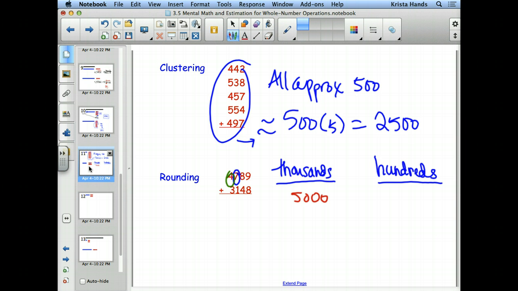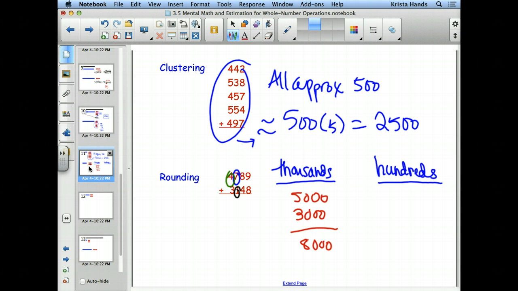All right, how about 3,148? Right, that's 3,000. So this 1 right here is the number that makes that decision. So the 3 stays a 3. So if you were rounding to the thousands place, this is approximately 8,000.